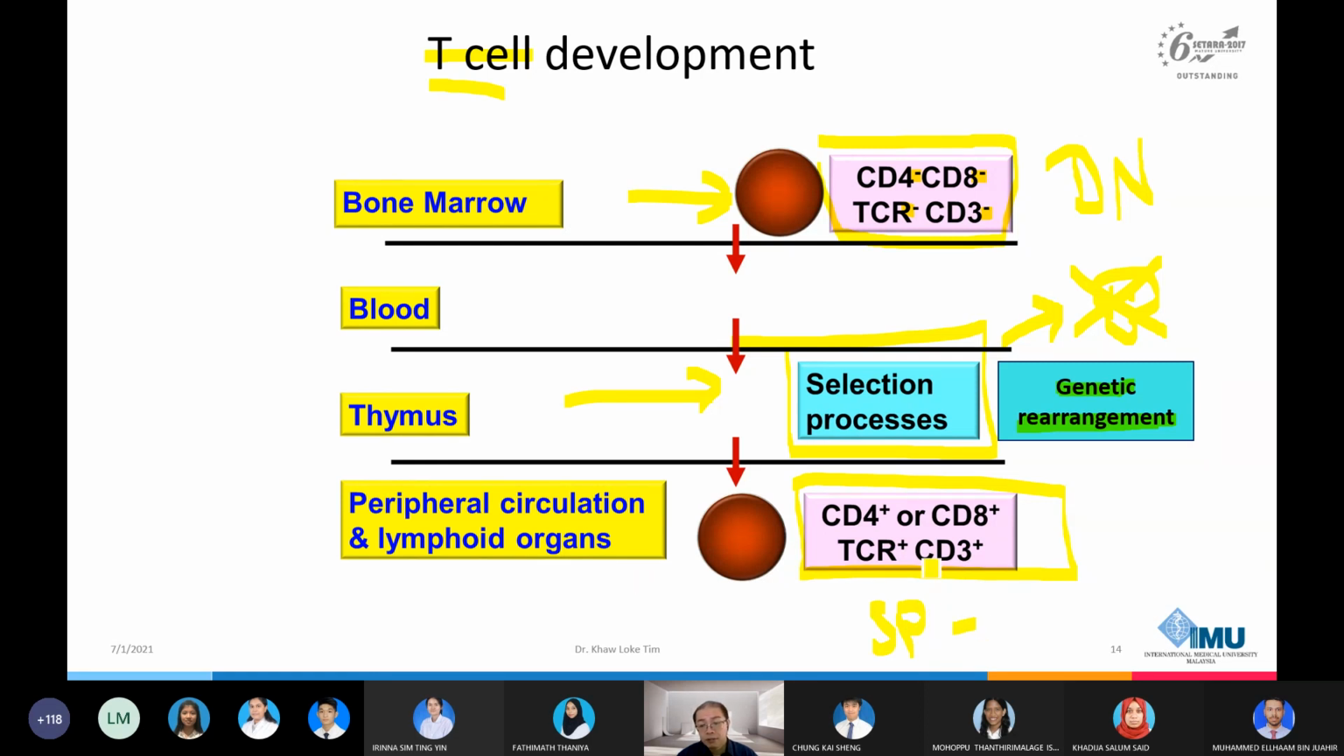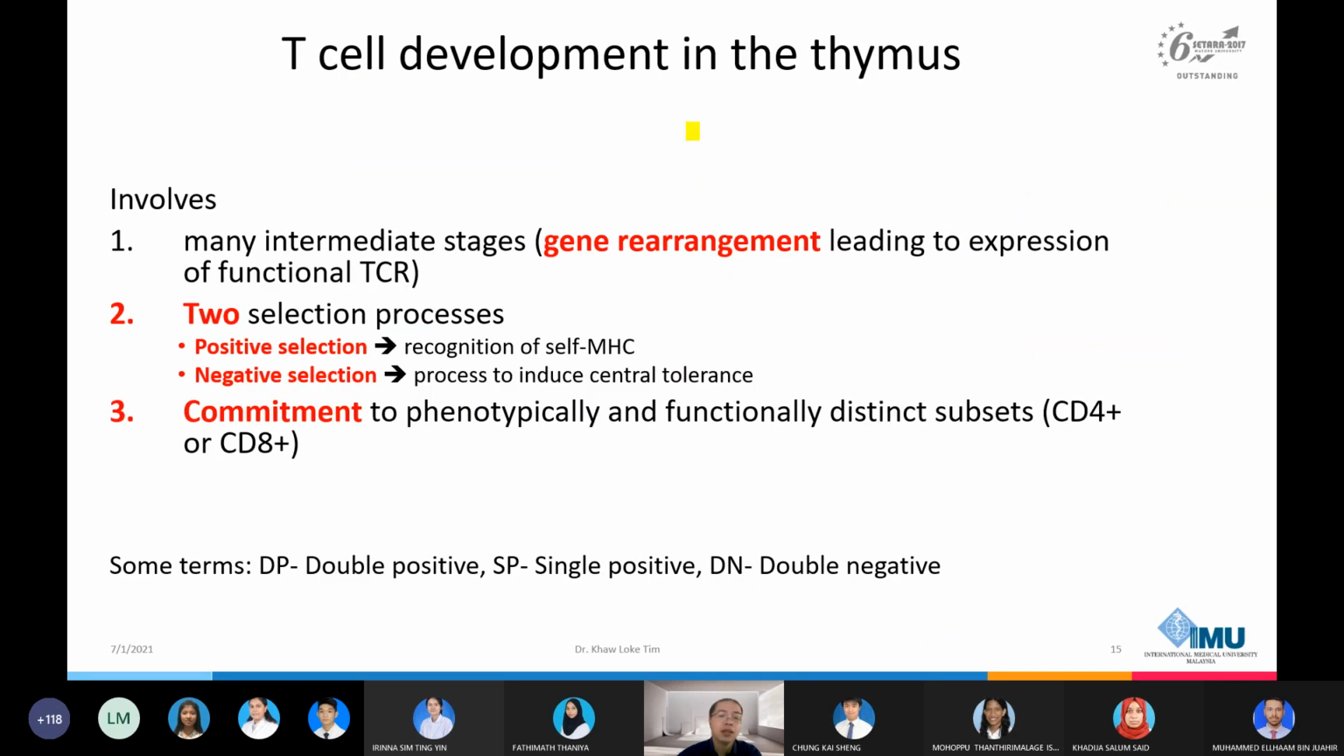So what does single positive mean? Single means either a CD4 or CD8 T cell. This is the basic requirement. You need to have this all the time, because I'm sure by now you know the importance of the T cell receptor as well as CD3 positive. So during the development of the T cells in the thymus, there are many intermediate stages. I won't go into detail with this one, it's very complex. Just know that you have this genetic rearrangement as well as VDJ recombination, leading to expression of a functional T cell receptor.